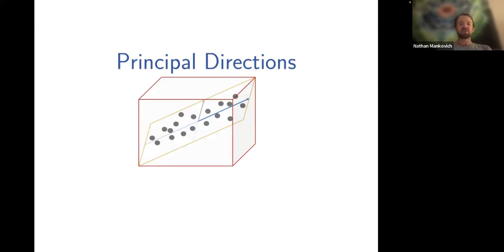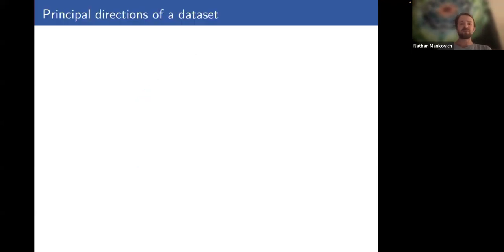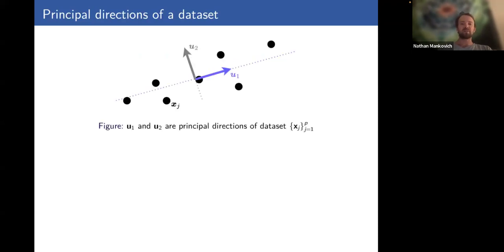So I also wanted to talk about principal directions, and specifically how flags play a role here with principal directions and principal component analysis. So let's start by talking about principal directions of a data set. If you have a set of points, like these black dots, you can compute what are called the principal directions of the data set, which would be these unit vectors u1 and u2.